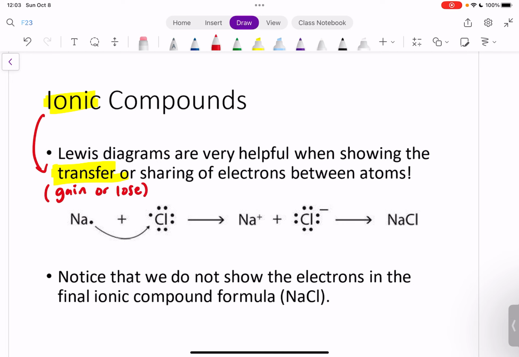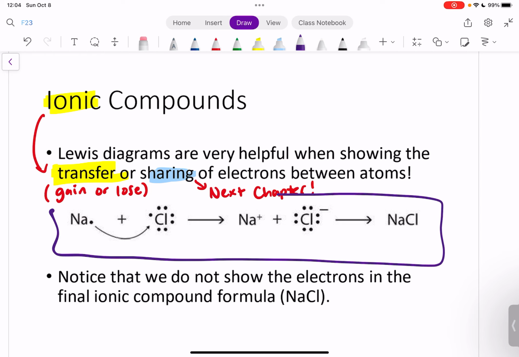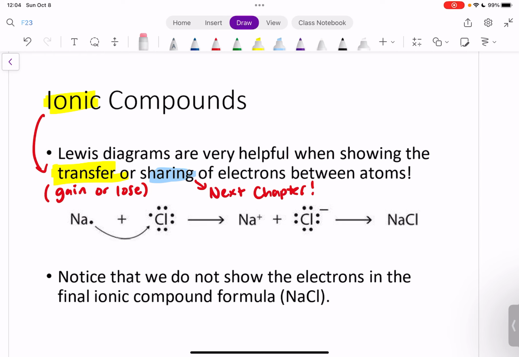electrons. As for sharing, that's different, and we're going to talk about that in the next video. So let me just make a note here. Sorry, in the next chapter, not the next video. That's all about covalent compounds in the next chapter. All right, so for now, though, let's take a look at this equation here, and we'll talk more about chemical equations in the future. But this just shows what happens when our ionic compound, NaCl, is formed.